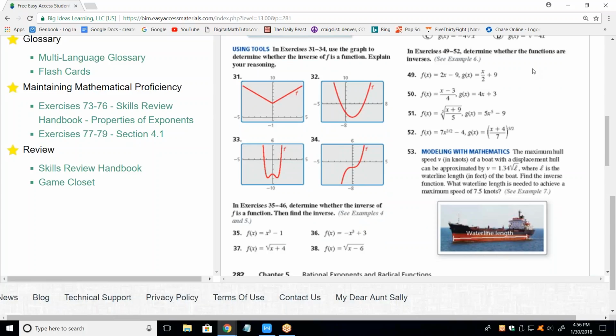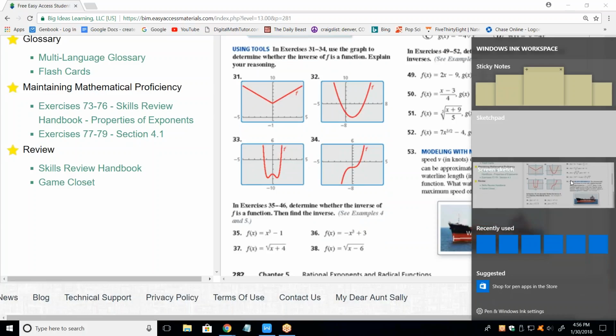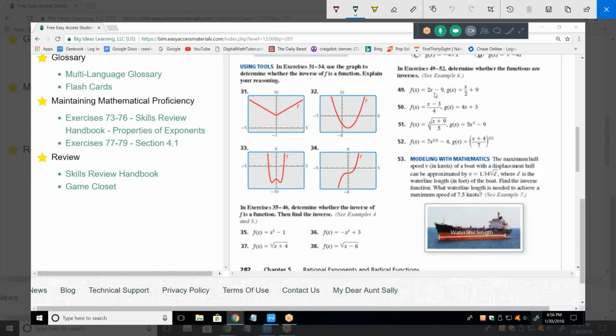Now, there's two ways to do this problem. First of all, we could just take that function, 2x minus 9, and figure out what its inverse is. If it matches that, then they're inverses of one another. But there's another way to do these that's actually maybe a little more efficient, or not. Let's do it for at least one of them.